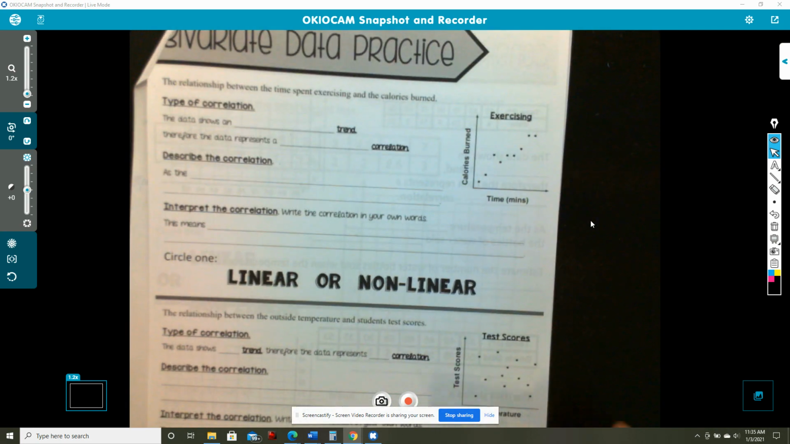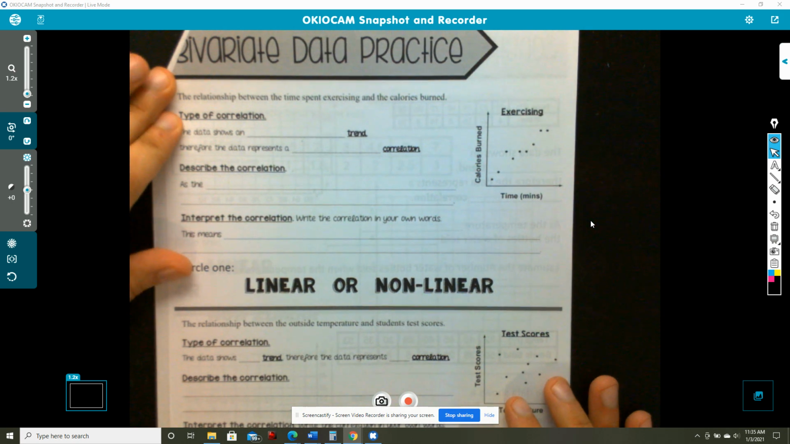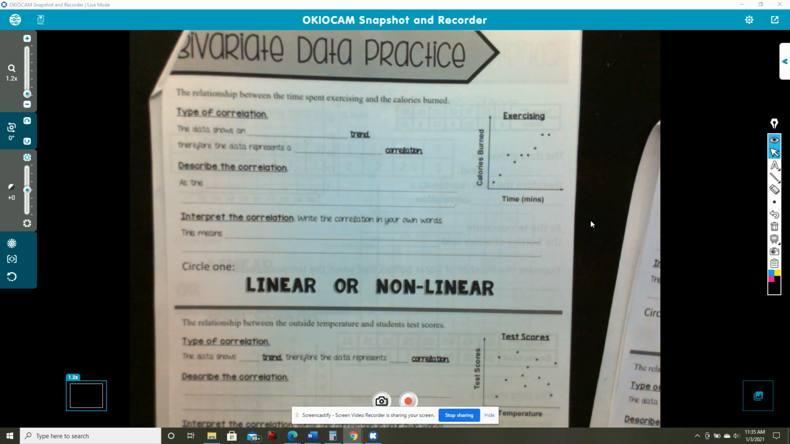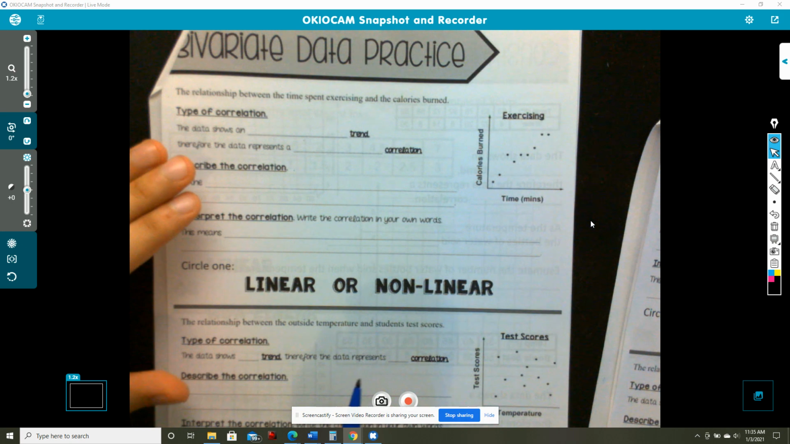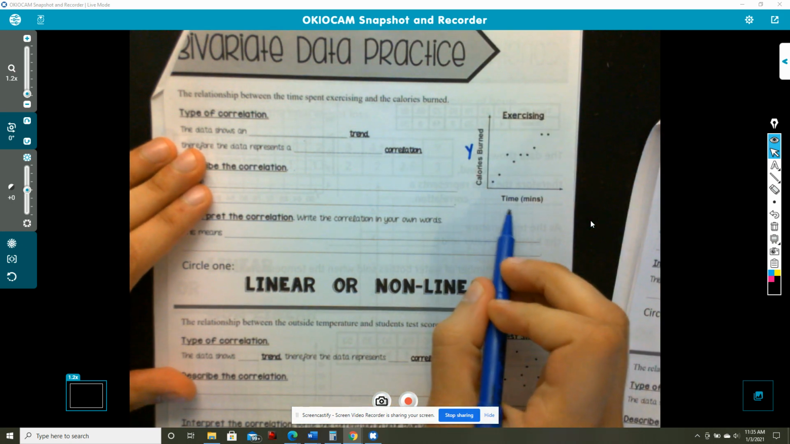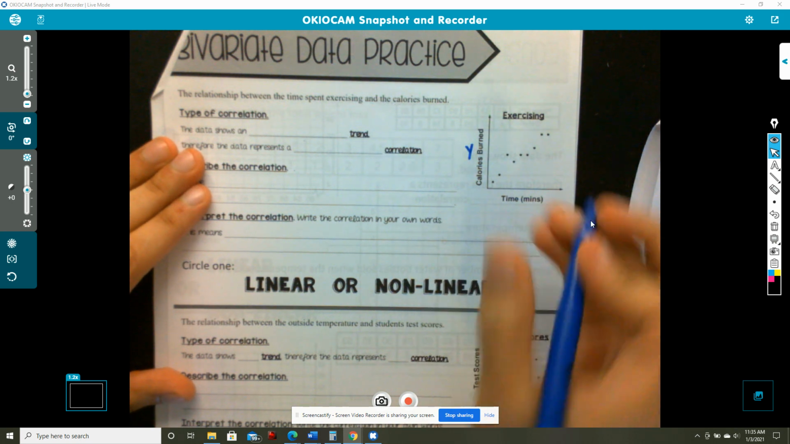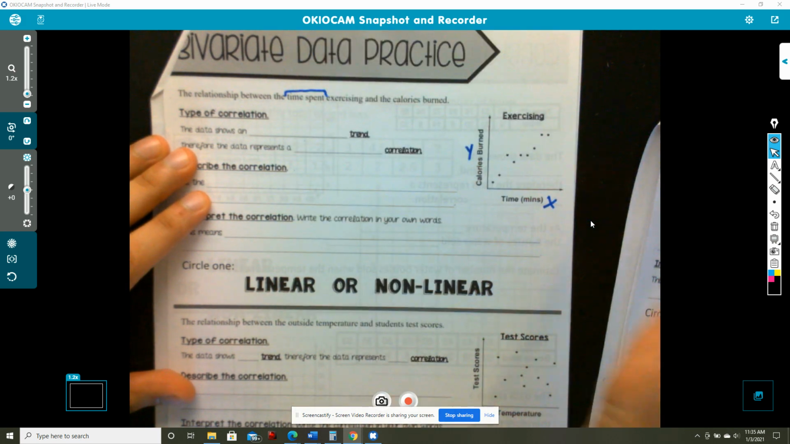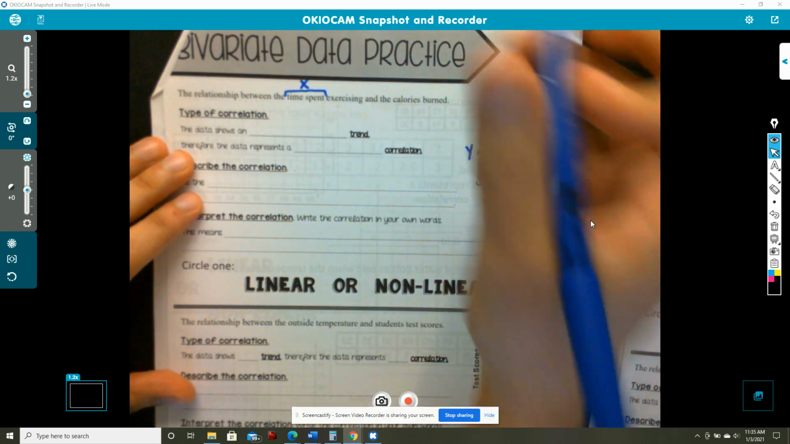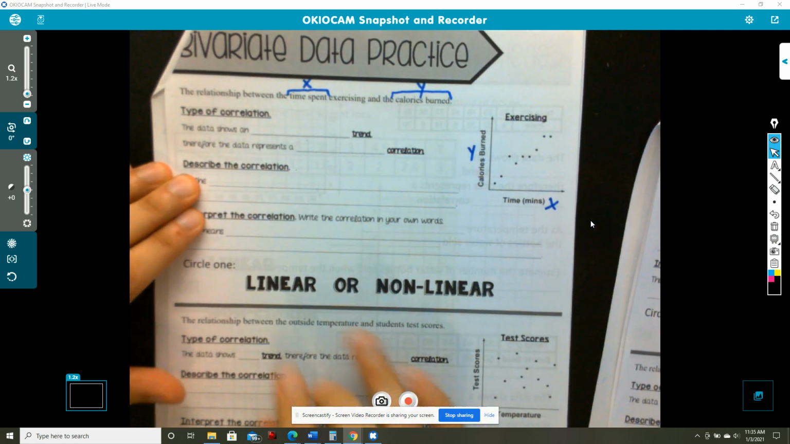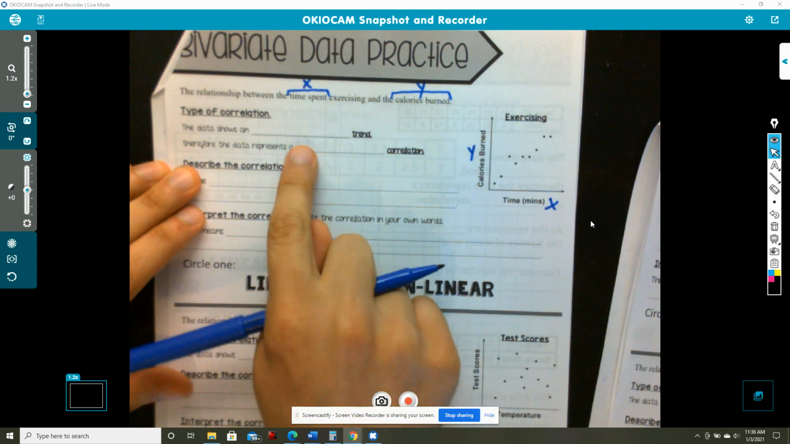So let's take a look at the bivariate data practice. All right, so it says the relationship between the time spent exercising and the calories burned. So calories burned, this is over here, that's our y values, and our time is going to be the x values. So time spent is x, calories burned are y. All right, so type of correlation. This data shows a blank trend.